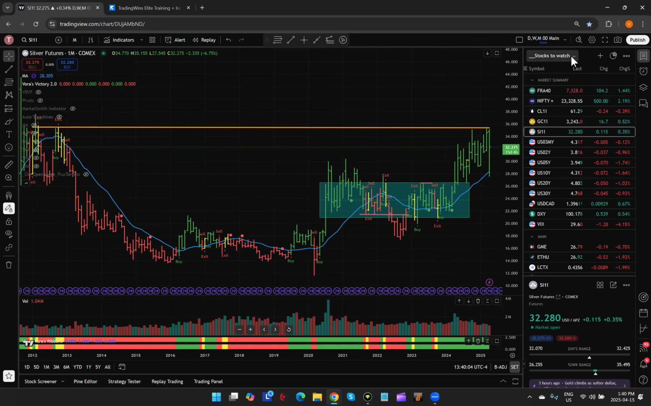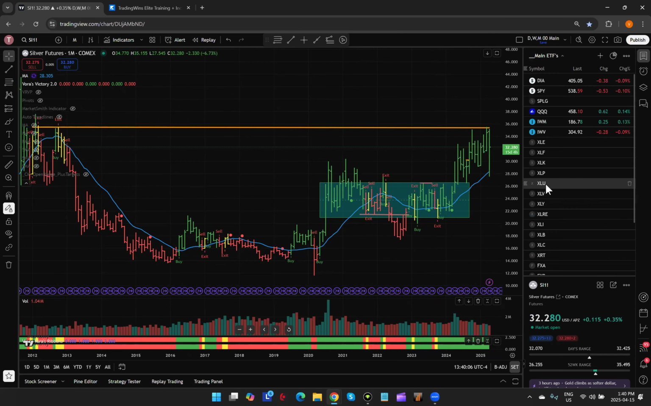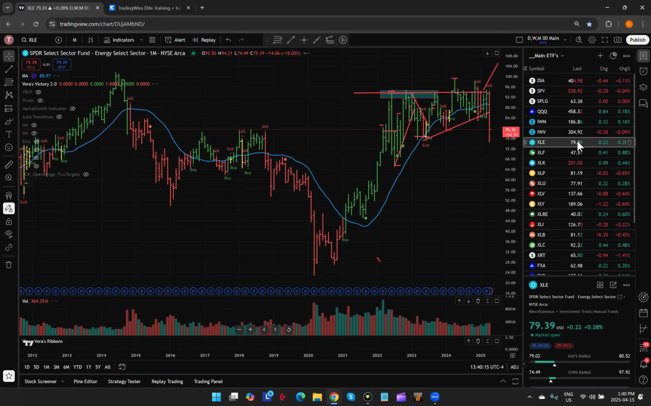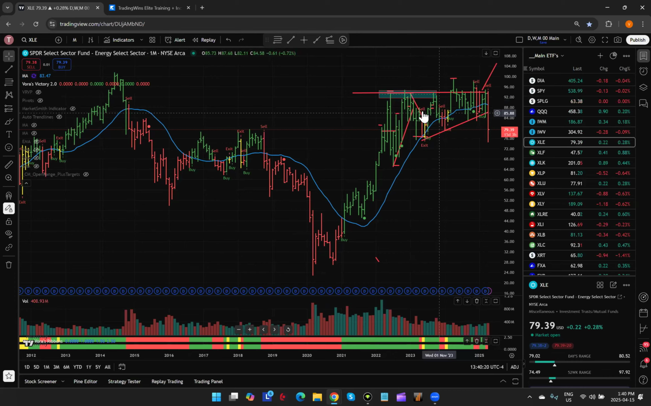Let me quickly run through the main sector ETFs that I look at, and then we'll start taking some of your questions. XLE, which is the energy ETF. This one had been consolidating for quite some time.